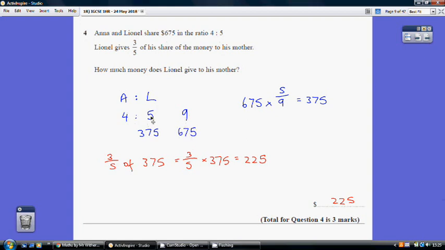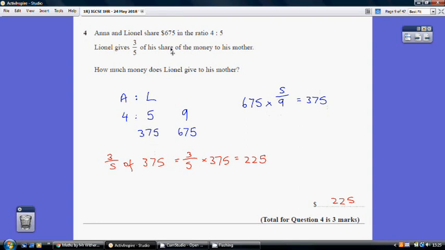So Lionel has 5 shares of this. So how much would 1 share be? Well, we'd take the 675 and divide by 9. So 5 shares, we're going to divide by 9, then multiply by 5. So we're multiplying by 5 over 9. 675 multiplied by 5 over 9 gives us Lionel's share of $375.